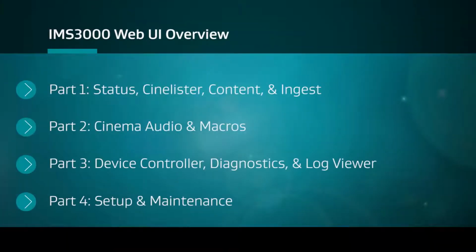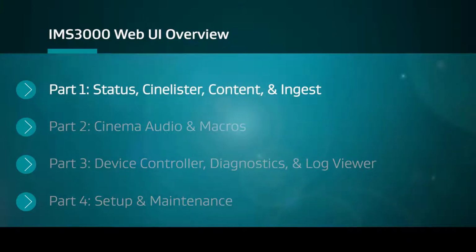This video series will provide an introduction to the Dolby IMS3000 web user interface. The overview is made up of four short videos. This first video will walk the user through logging in, as well as provide an overview of the CineLister content and ingest menus.